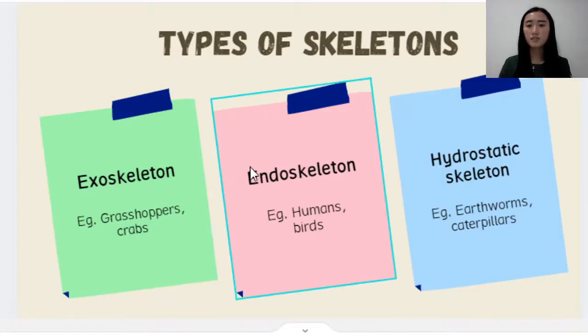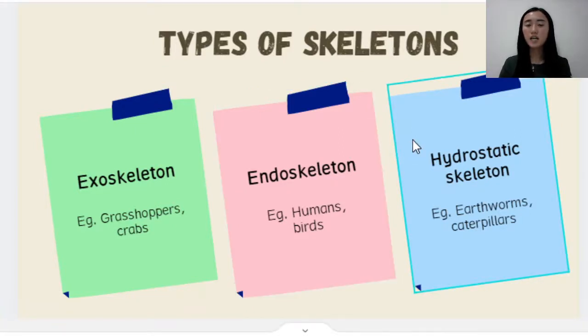For endoskeleton, it can be found in mammals, reptiles, and amphibians, such as humans and birds. The endoskeleton functions to maintain our body shape and also protect our internal organs from injury. For hydrostatic skeleton, it can be found in animals with soft body tissues. For example, this type of hydrostatic skeleton can be found in earthworms and also caterpillars.